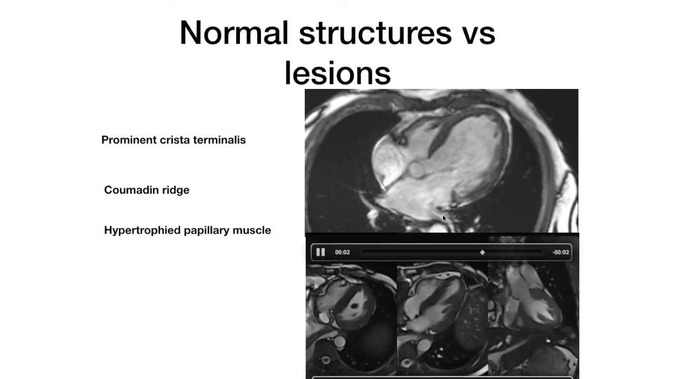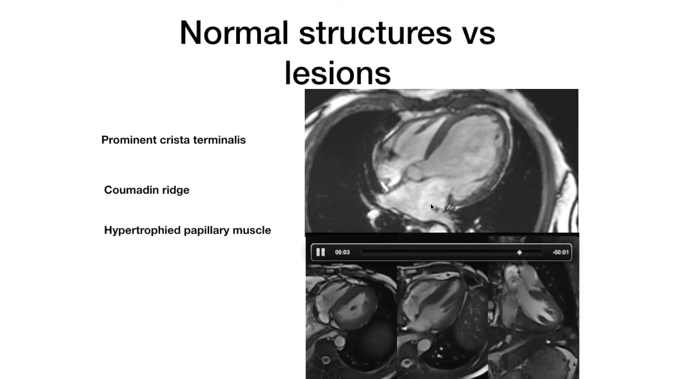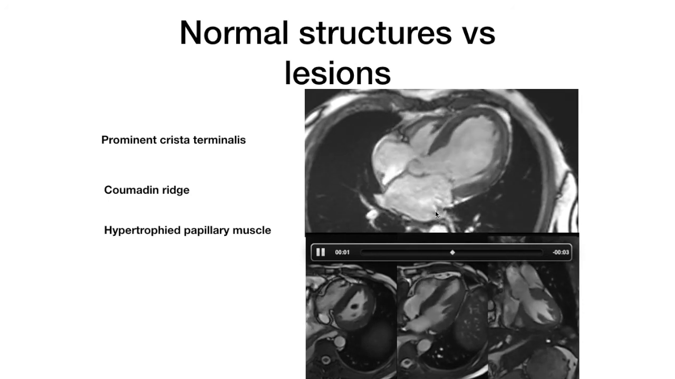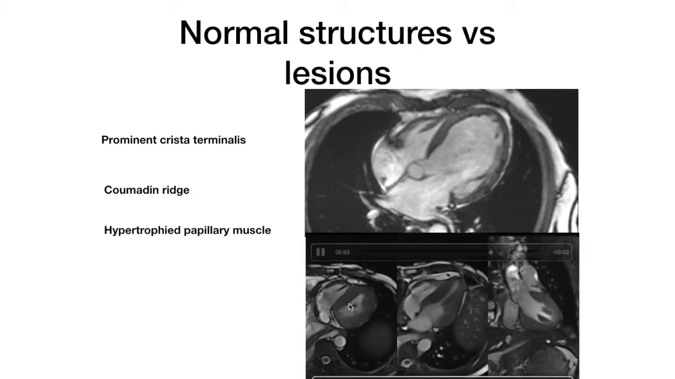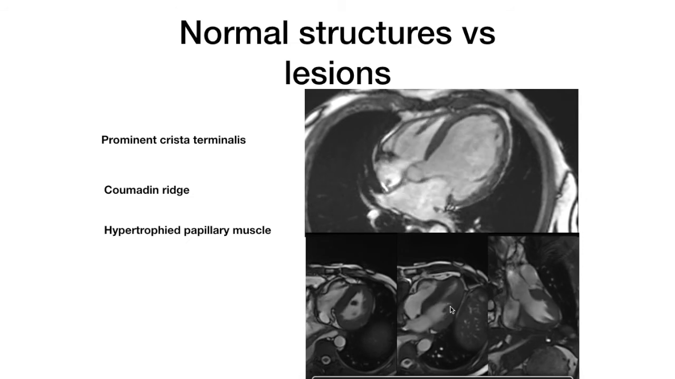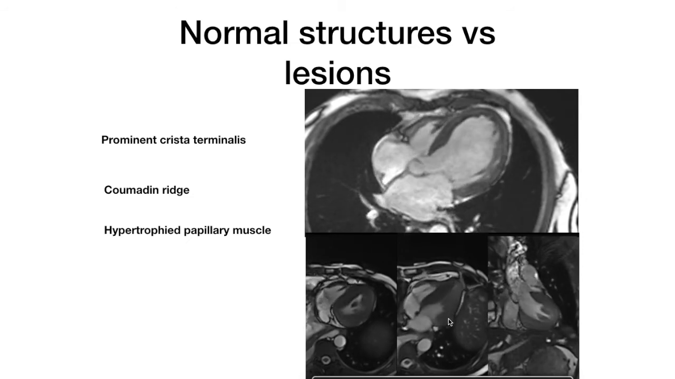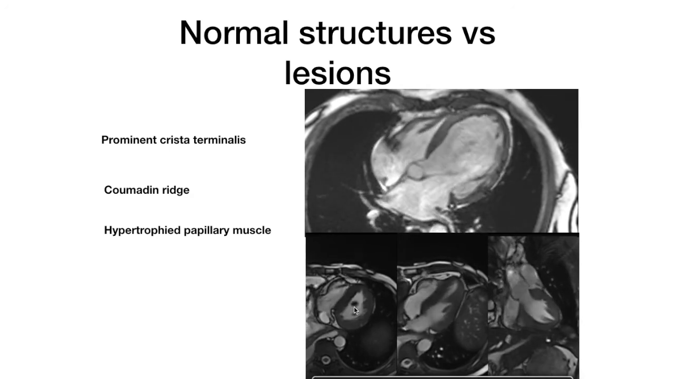Other few structures which may mimic a thrombus or a lesion are prominent Coumadin ridge, which is situated between left pulmonary vein and left atrial appendage, and a hypertrophic papillary muscle. Papillary muscle is obviously going to have similar signal intensity as that of rest of the myocardium, and with proper plane evaluation, we can differentiate it from any mass lesion.